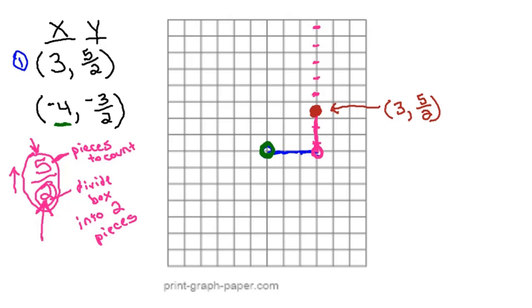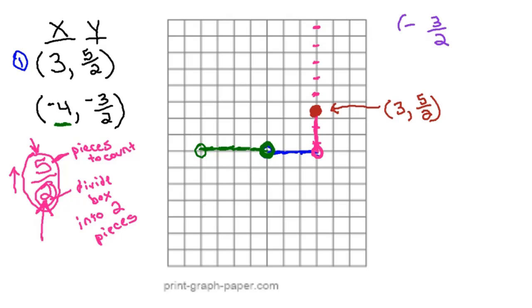So this x is -4, so that means we're going to go backwards 4 boxes. So 1 box, 2 boxes, 3 boxes, 4 boxes. And I'm going to draw an open circle around that point so we remember where the x is. And then we're going to go to the y. Now the y is -3 halves.